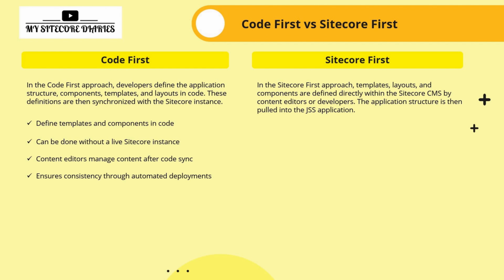Ensure consistency through automated deployment. So if you are using the code first approach, automated deployment is a must because you want to sync everything properly. It requires more setup and familiarity with JSS, obviously.